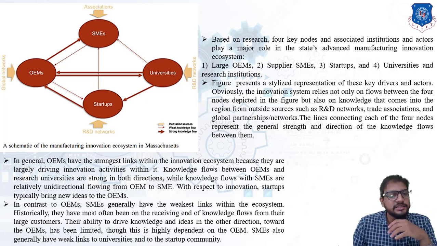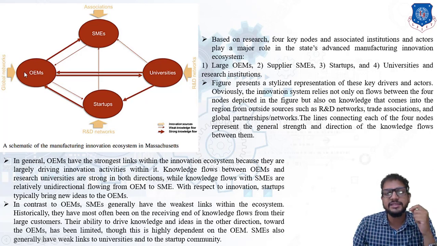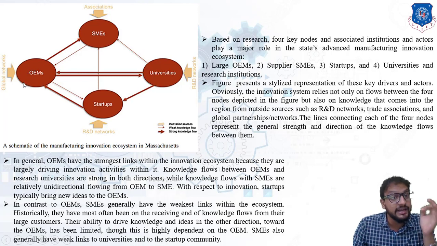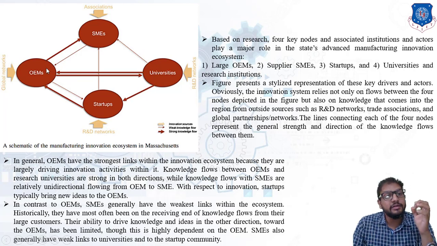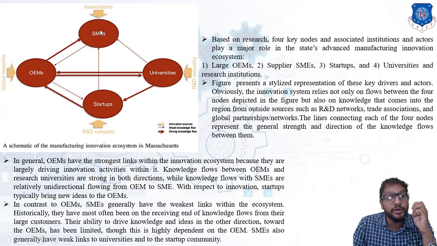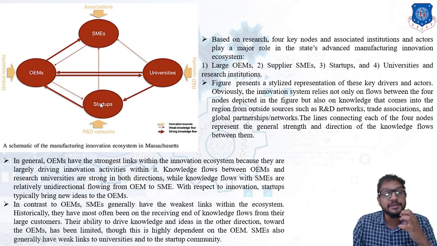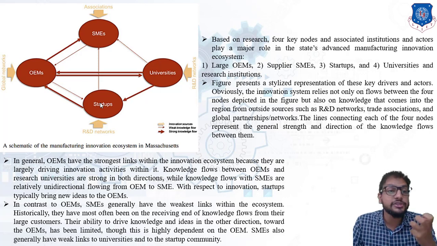Now let us understand and start with the OEM. You can clearly see that the OEM, original equipment manufacturer, has the strongest links within the network. They have the strongest link with SMEs for knowledge flow, with the startups, and with the universities, which means that OEMs are capable of providing knowledge to these three components, that is SMEs, universities and startups. As well, startups are going to provide innovative ideas to the OEM.